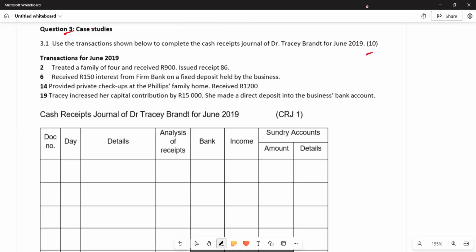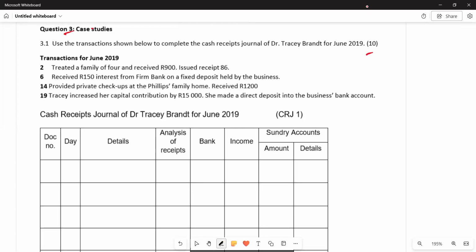So for the transactions for June 2019, you are given the transactions that are there. And then beneath that, you are given a prepared cash receipts journal of Dr. Tracy Brandit for June 2019, CRJ1. So we are given our columns there that we need to fill in. We are going to start by filling in the document number, then the day, and the last part we go to our sundry accounts, where we also have sections for amount and details. We are going to go through what is required in terms of those columns as we go through our transactions.